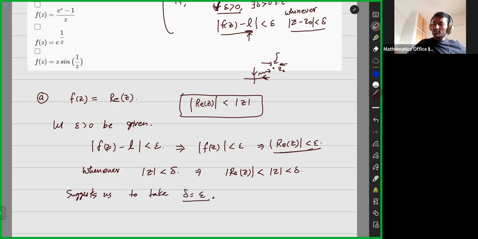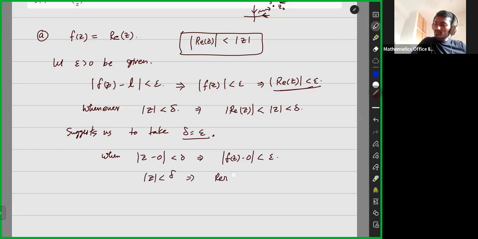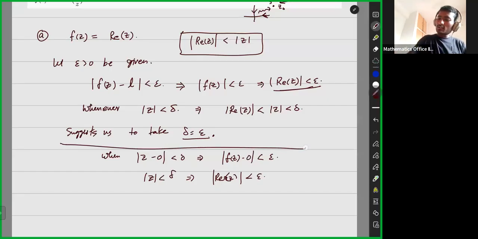Now we just write the definition. We verify that whenever mod z minus 0 is less than delta, this implies modulus of f(z) minus 0 is less than epsilon. In other words, mod z less than delta implies the real part of z is less than epsilon, because epsilon is equal to delta. So this much is all we need.